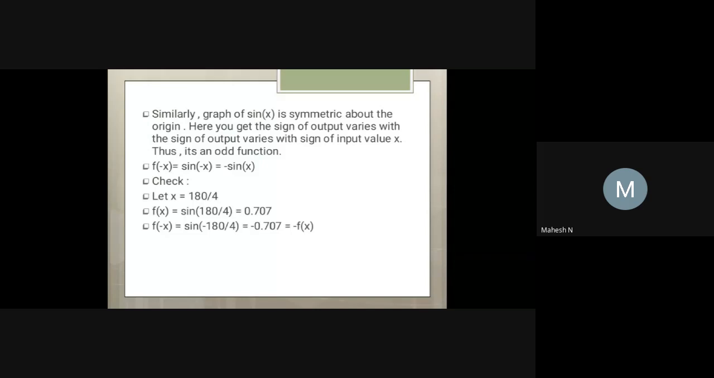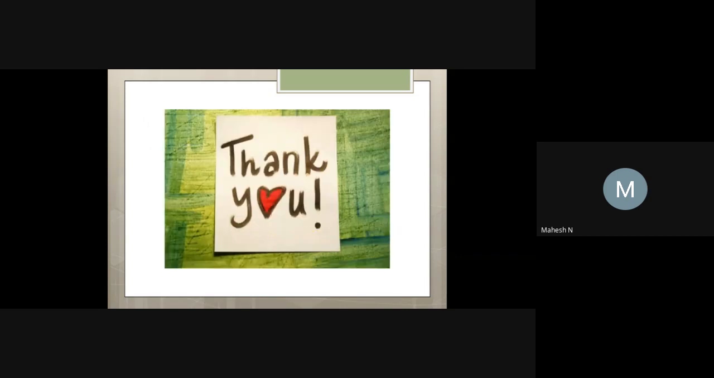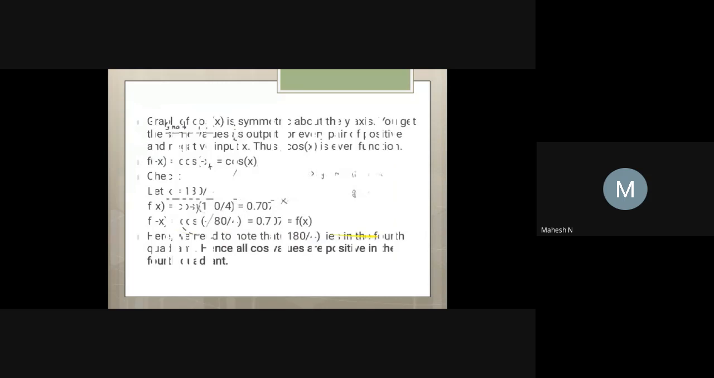If f(x) is 0.707 but f(-x) is minus 0.707, we can conclude that the output is minus f(x). It is an odd function. Here it ends. This is how we are going to see it in the waveform or graph method, what we were about to find.